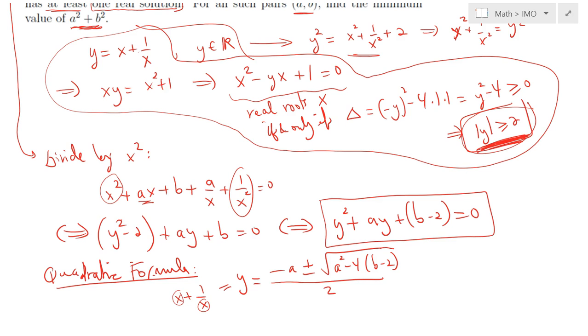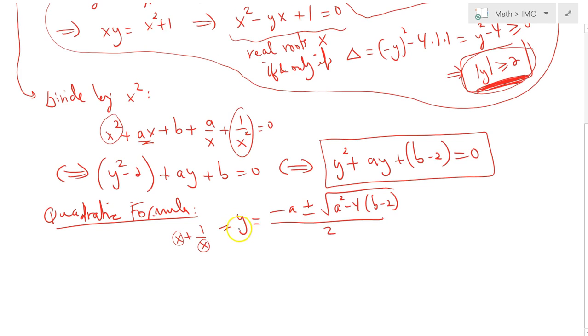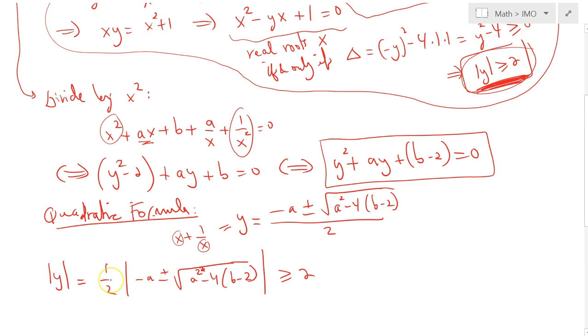So that translates as, if I take the absolute value of this whole thing, the absolute value of y is simply equal to 1/2 the absolute value of minus a plus minus the square root of a squared minus 4 times b minus 2. So we need this expression here to be greater than or equal to 2. We can move the 1/2 to the other side, so that would give me a 4.